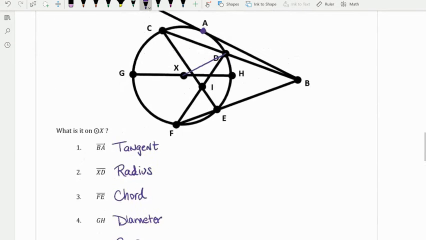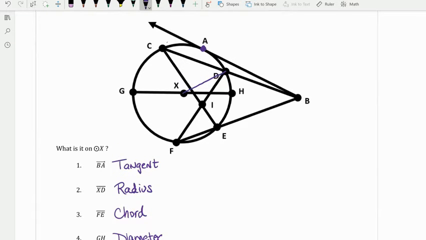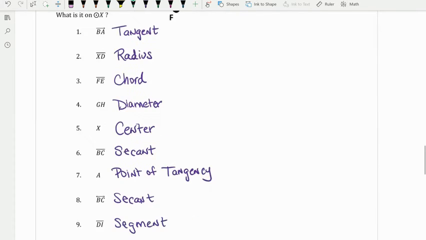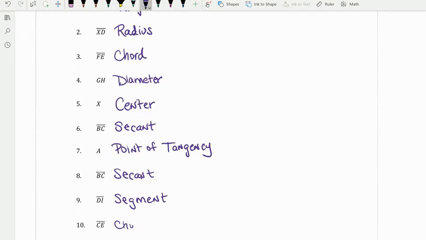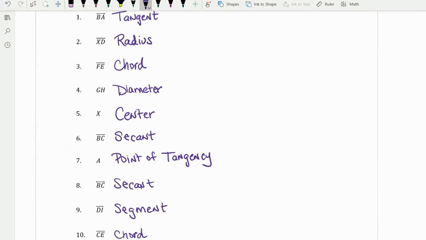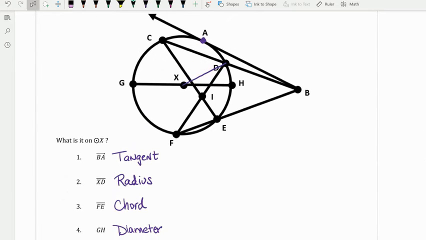And the last one, segment CE. C is here, E is here. Our two endpoints are on the circle, so that is a chord. Okay. Hopefully those all kind of make sense. If not, let me know and I'll help you out.